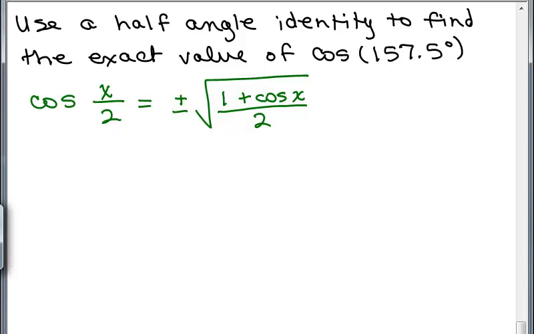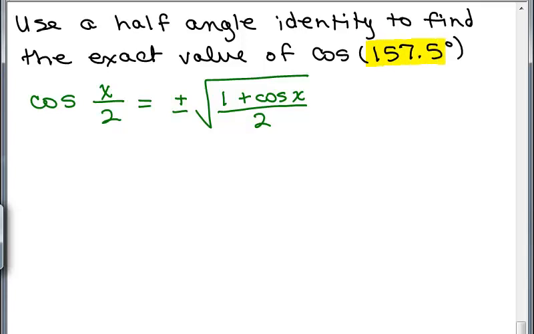All right, we're going to use a half-angle identity to find the exact value of the cosine of 157.5 degrees. So let's see, we do have a half identity for cosine. The cosine of x over 2 is plus or minus the square root of (1 plus cosine of x) over 2. Now, whether you use positive or negative sign will depend on the actual angle that you're trying to find the cosine of.